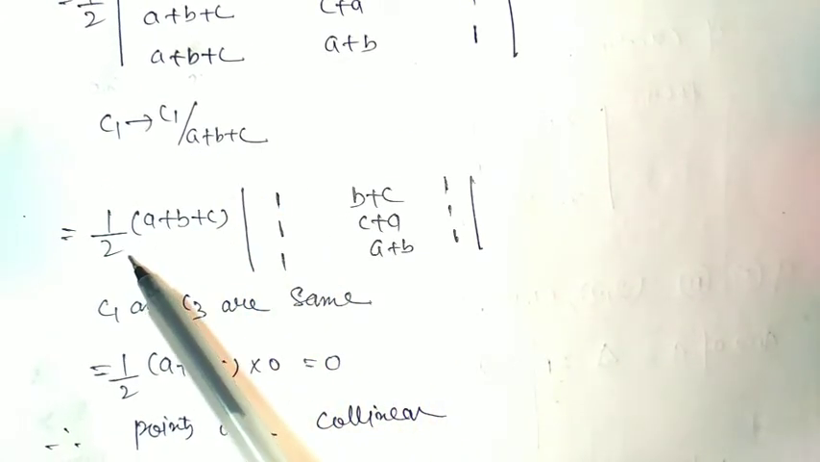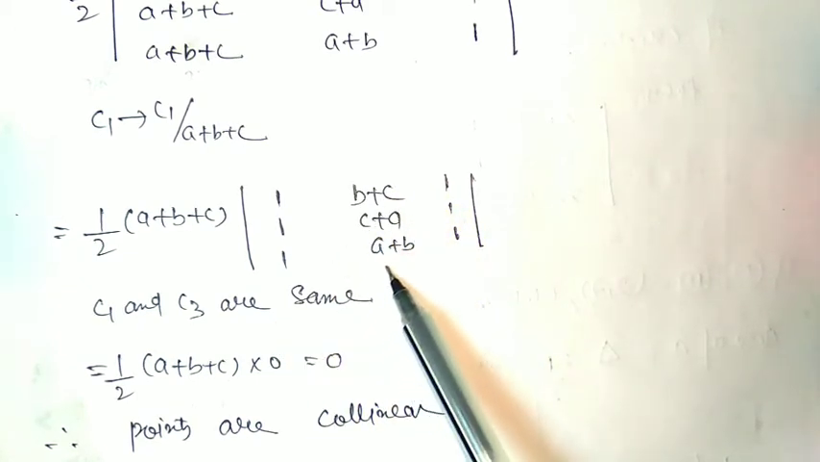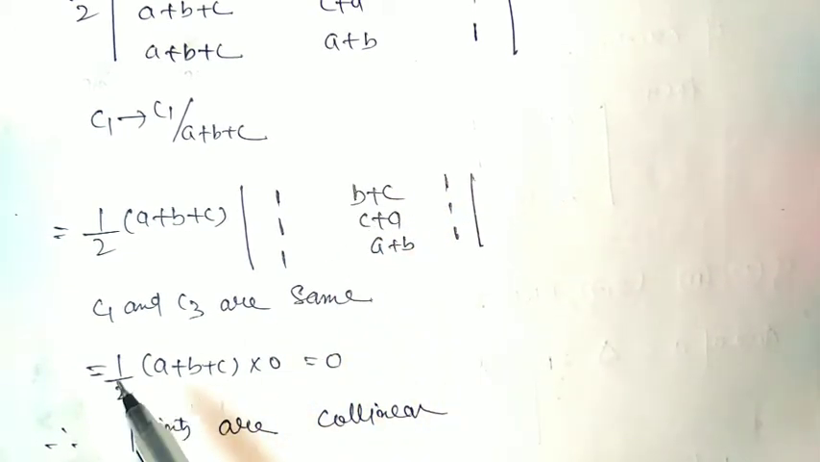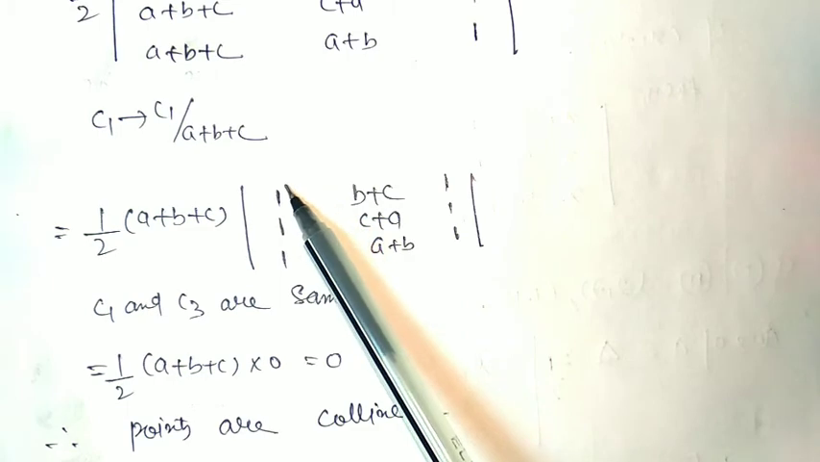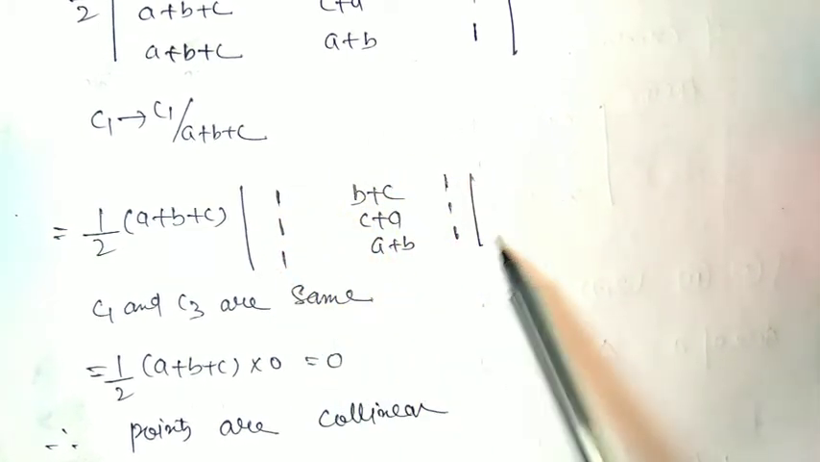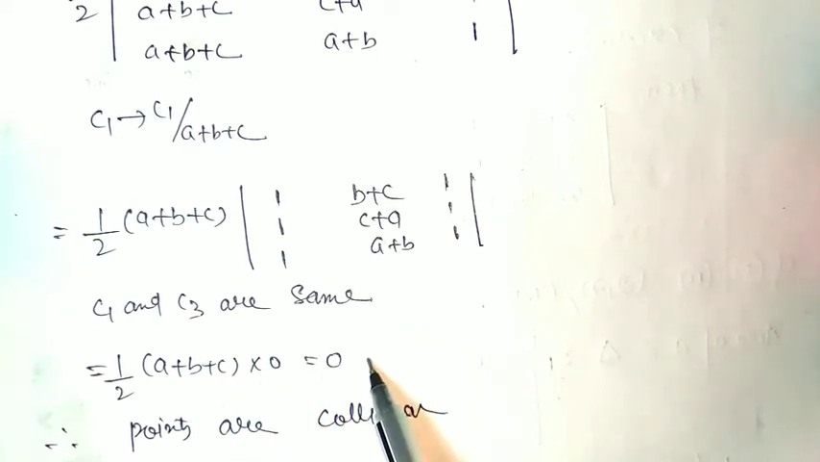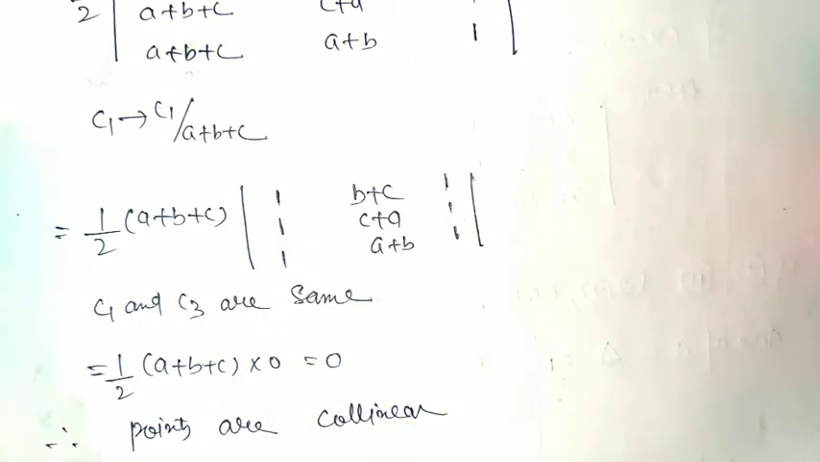Now we have half times (a+b+c) times the determinant with columns 1 1 1, b+c, c+a, a+b, and 1 1 1. So we can see that the first column and third column are the same. So the determinant for this term is 0. So 1 by 2 times (a+b+c) into 0 is 0. Since the area of the triangle is 0, the points are collinear. This is the way to prove collinearity.